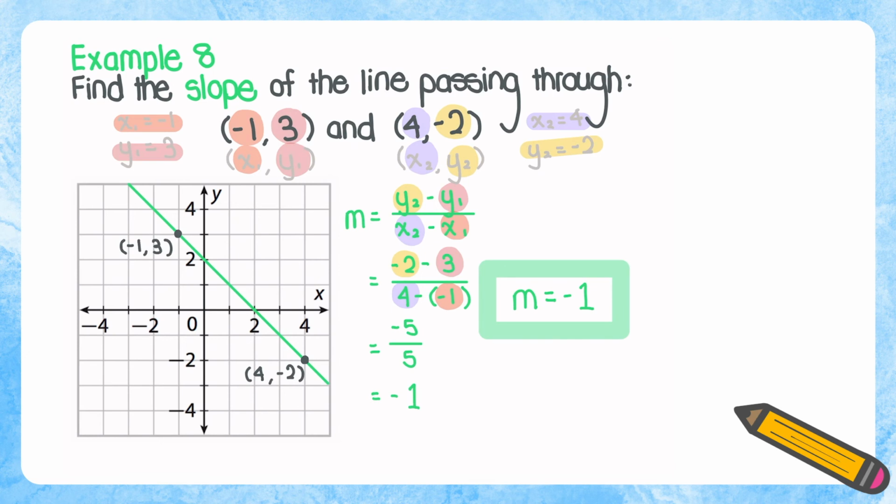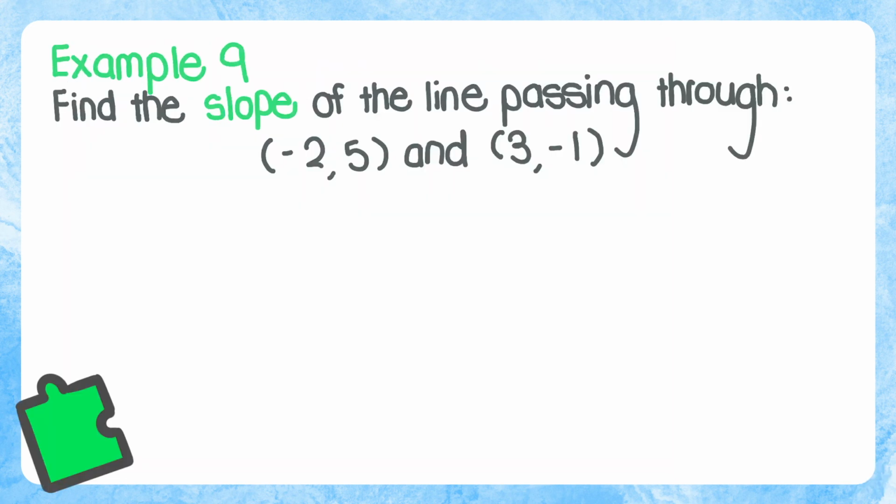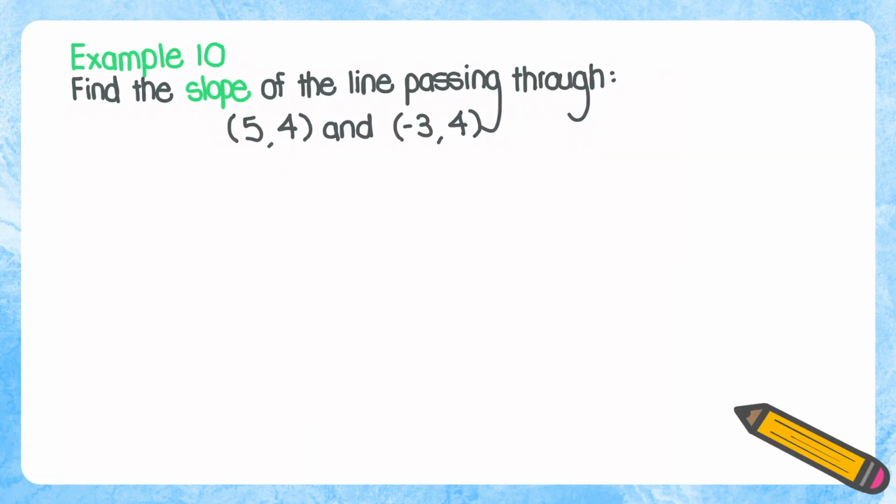So here, as we see in the graph, we got a negative slope. So this next example on Edpuzzle, just as a hint, you'll be getting a negative slope. So find the slope of the line passing through negative 2, 5 and 3, negative 1. And let's just look at 2 more examples.